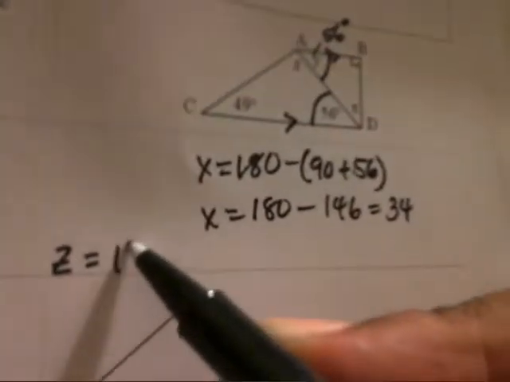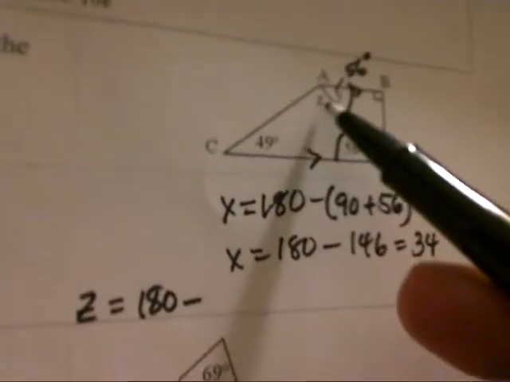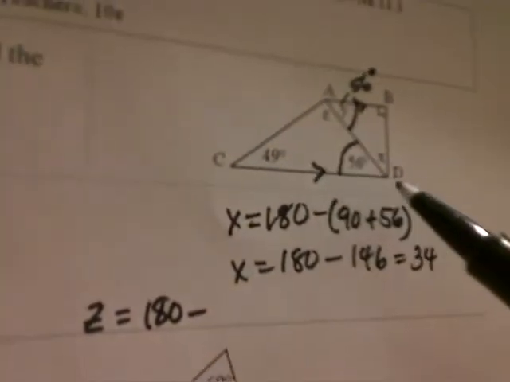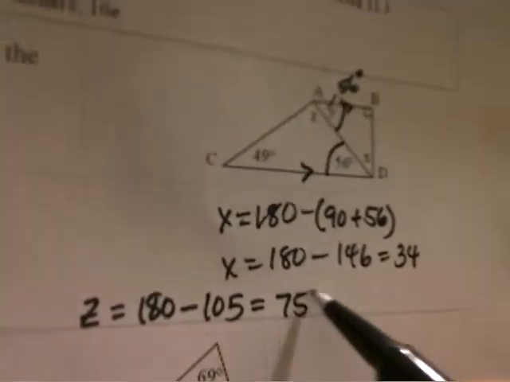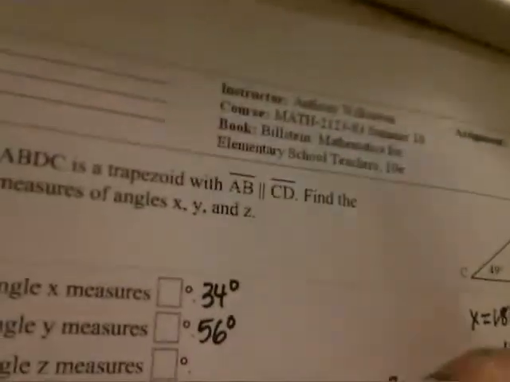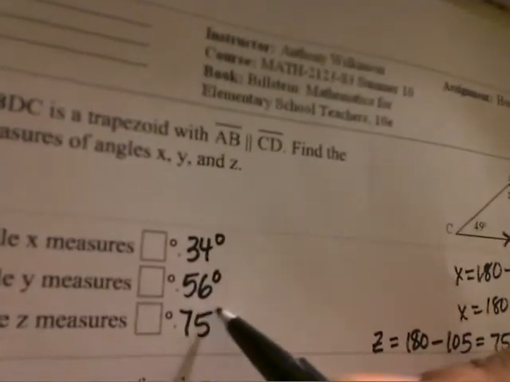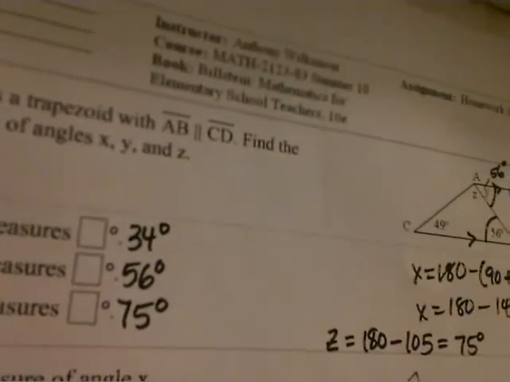Okay, and from that we can find out what the measure of angle Z is. Let's look at this triangle right here, triangle ACD. That triangle has the sum of all the angles being equal to 180. So this time, angle Z will be 180 minus the sum of these two angles here, 49 plus 56. That's 105. So 105 from 180 will be 75 degrees. So the measure of angle Z is 75 degrees.